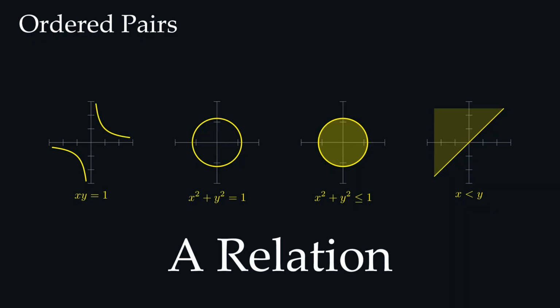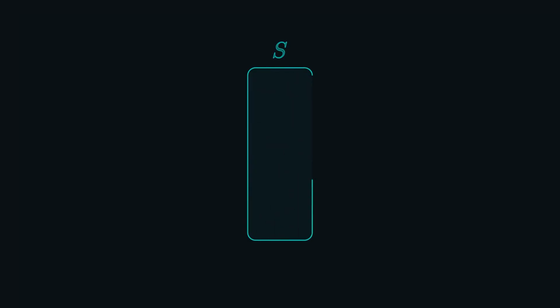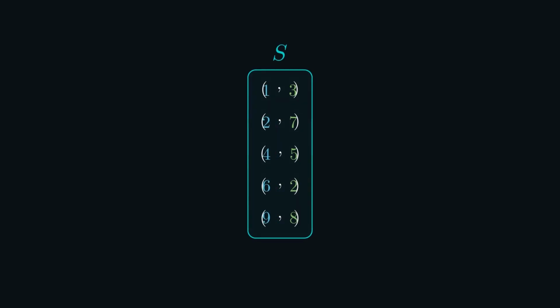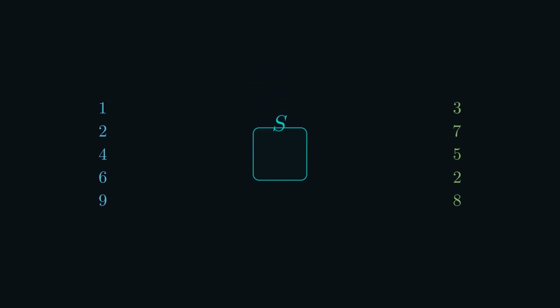Formally, any set of ordered pairs is a relation. If S is a relation, the set of all first elements x from the pairs x, y in S is called the domain of S. The set of all second elements y is called the range of S. I can think of the domain as what goes in, and the range as what comes out.